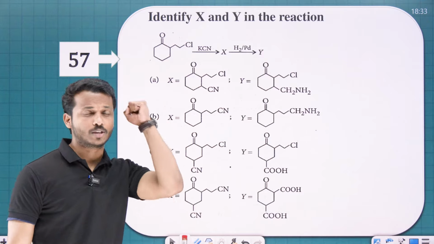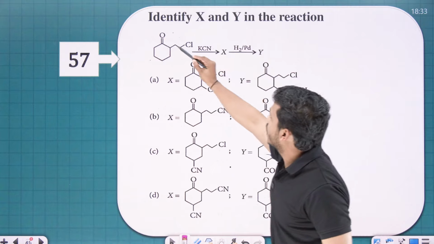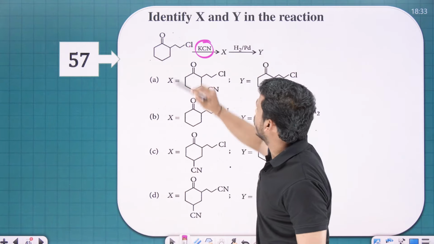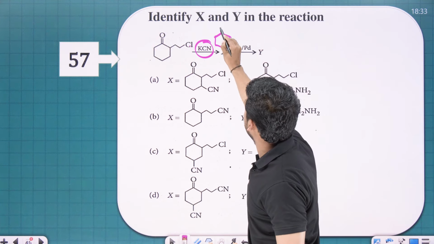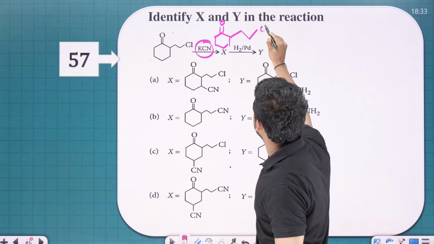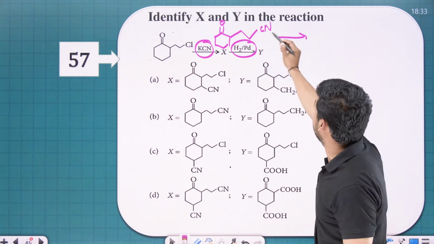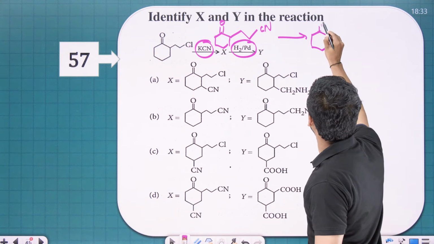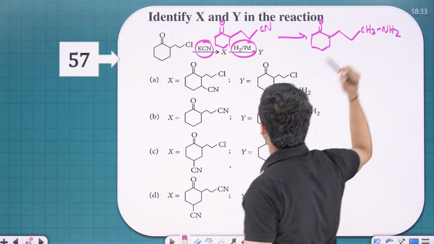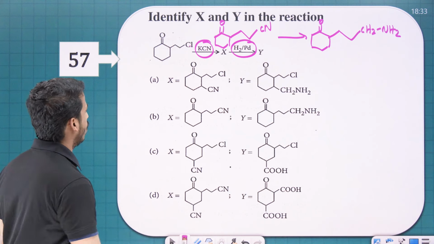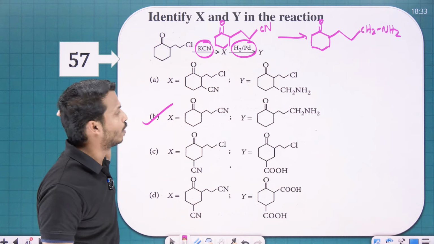Question 57. Not wasting your time, but just to keep practicing the questions, all of you. Next question, carefully listen all. This is a ketone and this is chlorine. What is the function of KCN? KCN converts chlorine into cyanide. So what we get is cyclohexanone with Cl becoming CN. Cyanide on reduction, CN is converted to CH2NH2. Cyanide becomes primary amine. So where is that product, all of you? I think it's option B, right? Yes, CN is there. CN becomes CH2NH2. Clear?